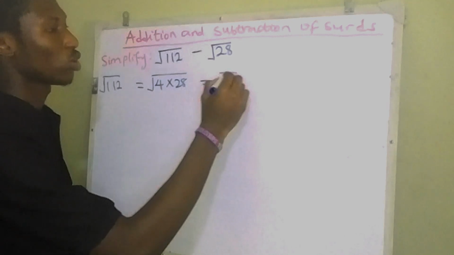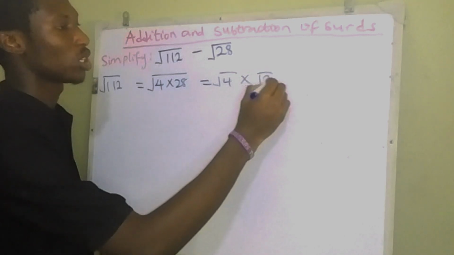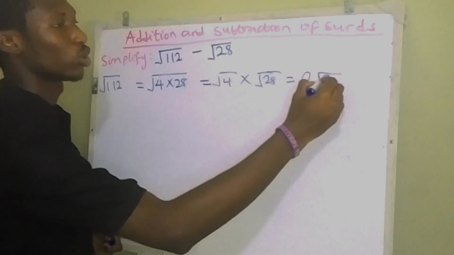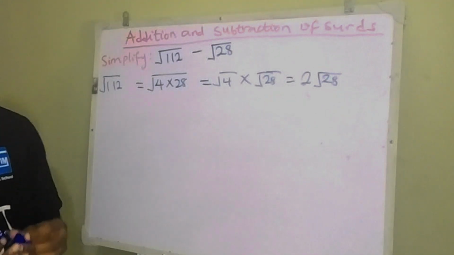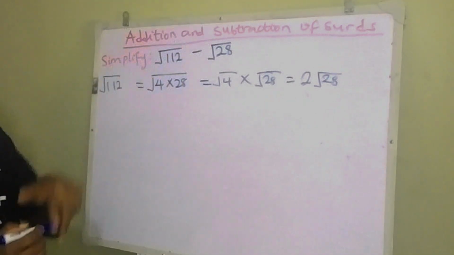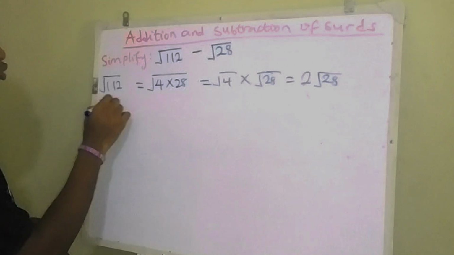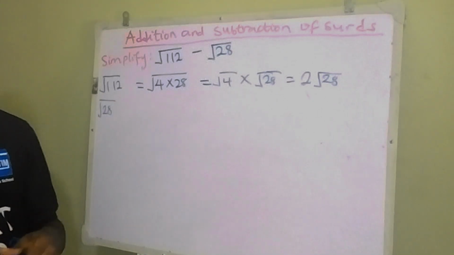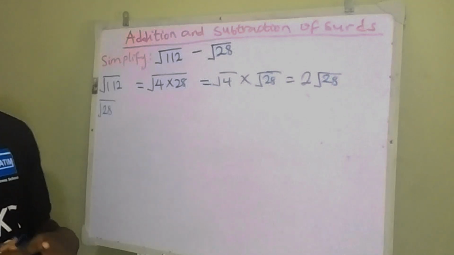Square root of 4 times square root of 28. We will now have what? 2 square root of 28. Now we have to reduce square root of 28. Square root of 28, we cannot do it. We cannot reduce this to its basic form.